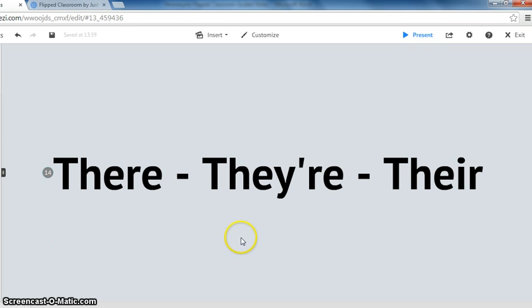In the middle, T-H-E-Y-'-R-E is another contraction, and that means they are. They are going to the movies. They are. And this one on the right, T-H-E-I-R, their, again, is an example of possession. Their belongings are over on the floor. So this is another thing that you really need to know the difference, and it is a struggle for a lot of our students, especially if they're just learning English as a second language or as a third or fourth language.